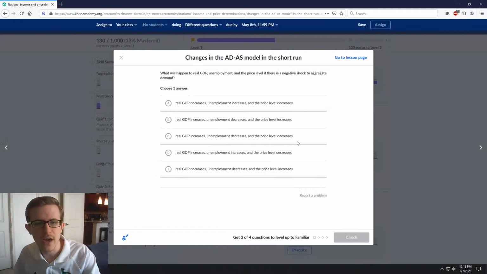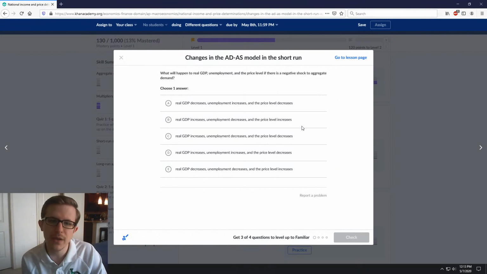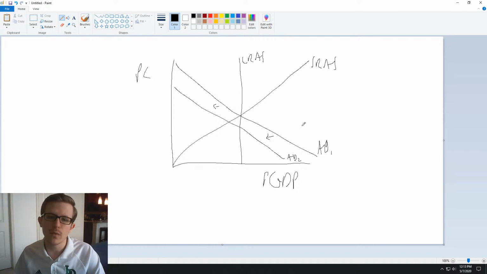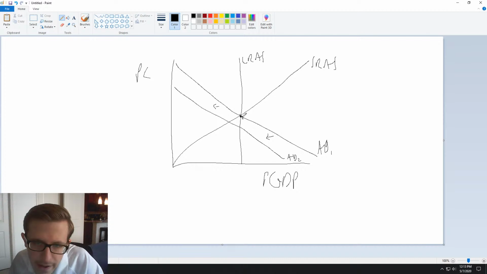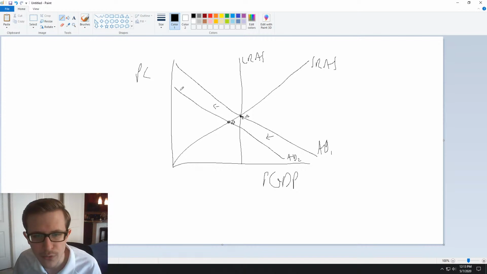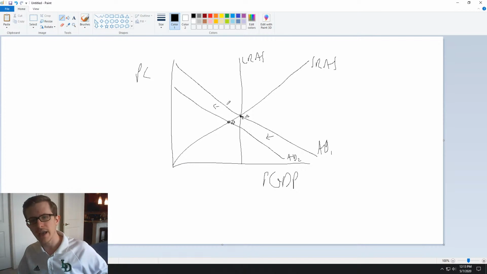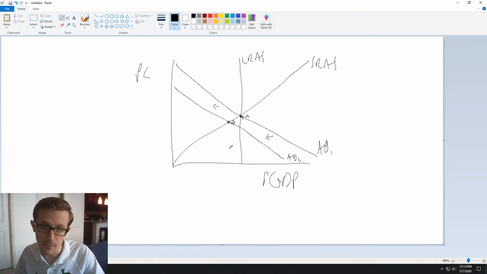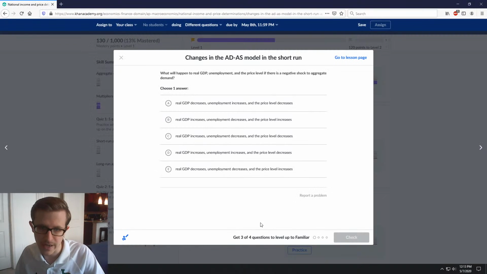So negative shock. What will happen to GDP, unemployment, and price level? We're moving from point A here to point B, meaning that our real GDP is going to be going down, price level is going to be going down, and unemployment is going to be above the natural level. So unemployment's up, GDP is down, and price level is down as well. So it's very likely A. Just make sure you read through all of them here.